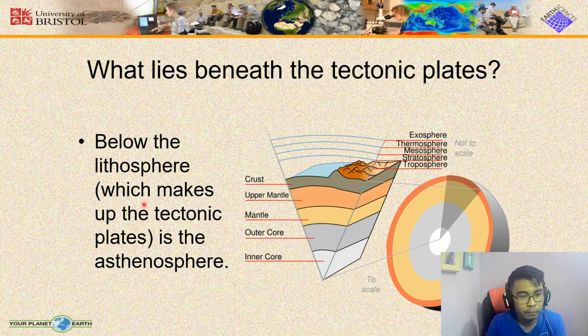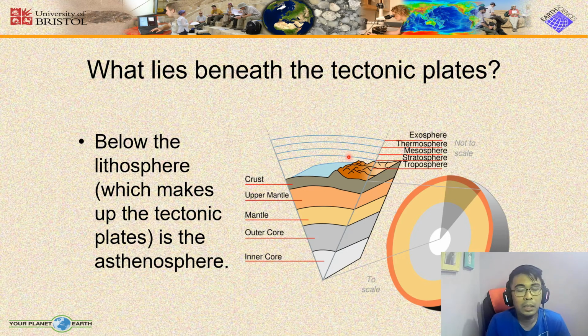Below the lithosphere, which makes up the tectonic plate, is the asthenosphere. So we can locate the so-called asthenosphere in between the upper mantle and the lower mantle. Okay, the asthenosphere is a part of the upper mantle. It is so hot that it is 1 to 5% liquid. This liquid is usually at the junction of the crystals, allowing it to flow, which is why astheno means weak.